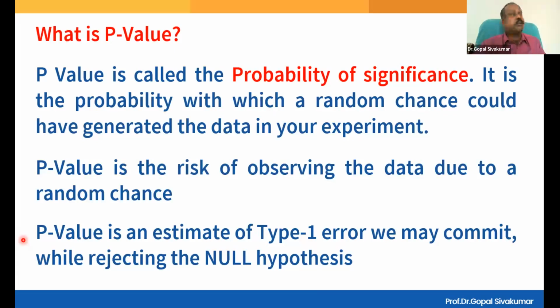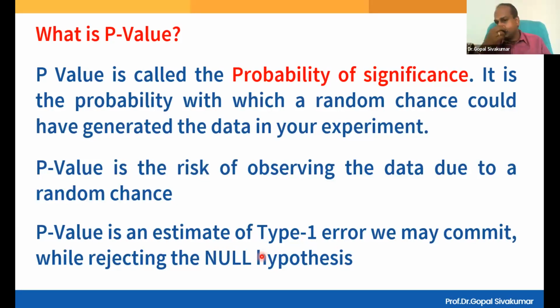The last statement: p-value is an estimate of the type 1 error you may commit while rejecting the null. Because when you reject a null hypothesis which is actually correct, that is called type 1 error, right? So you should not reject a correct null hypothesis. So what is the probability or estimate of the type 1 error you may commit while rejecting the null hypothesis? This will appear in a tool called p-value.